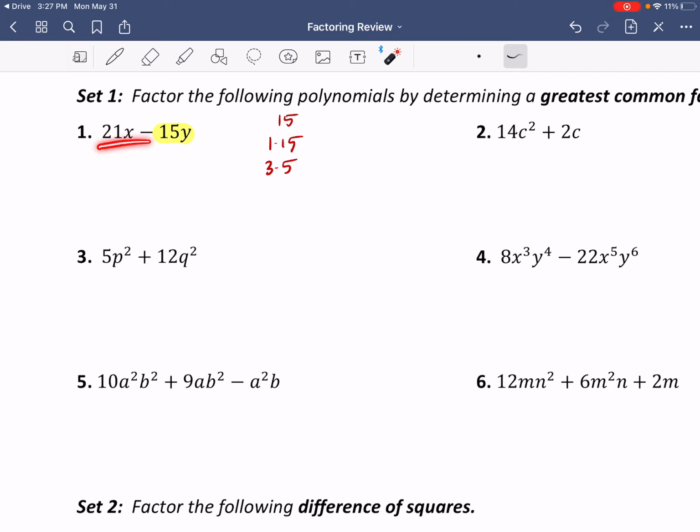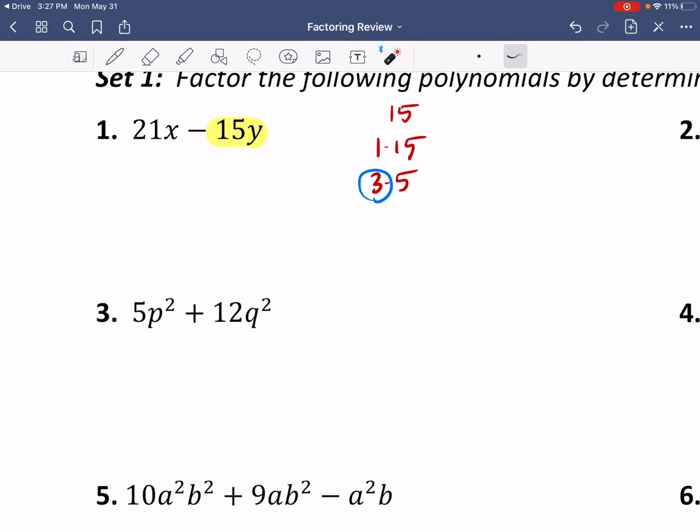15 does not go into 21, 5 does not go into 21, but 3 goes in. 3 is the greatest number that goes in. Of course, 1 goes in here and here as well, but 3 is bigger than 1, right? So we are going to take out 3 from both of them. Do they have anything in common? This one has x, this one has y, so they don't have anything in common. So you can just take out 3 like that. You divide, and you get 7x minus 5y, okay?